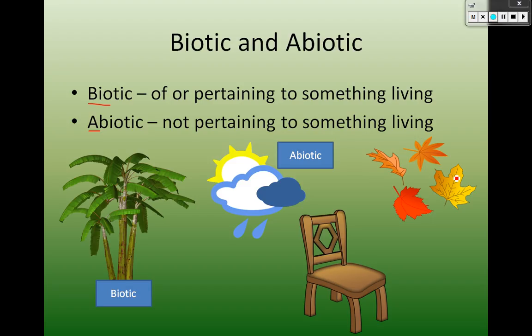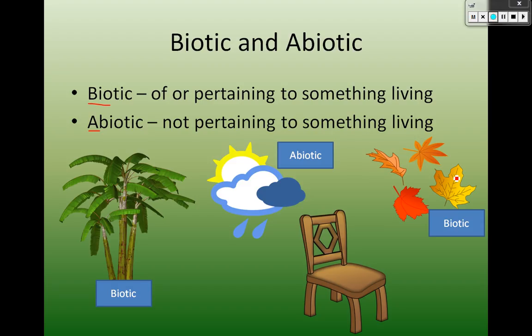The other two maybe were a little more confusing. The leaves are biotic. Once something is biotic, as long as it still maintains that cellular structure, it remains biotic. So just because the leaves have fallen off the tree, just because branches have fallen off the tree, just because a raccoon has died in the middle of the road, those are still biotic factors.